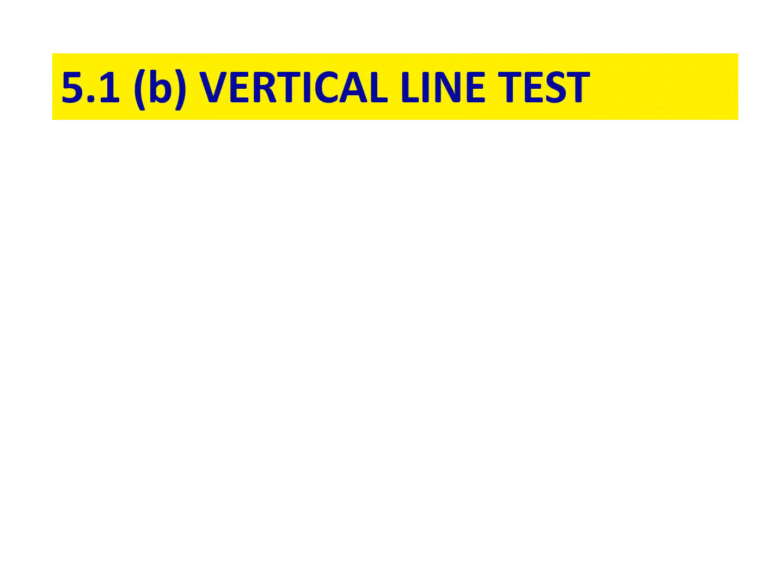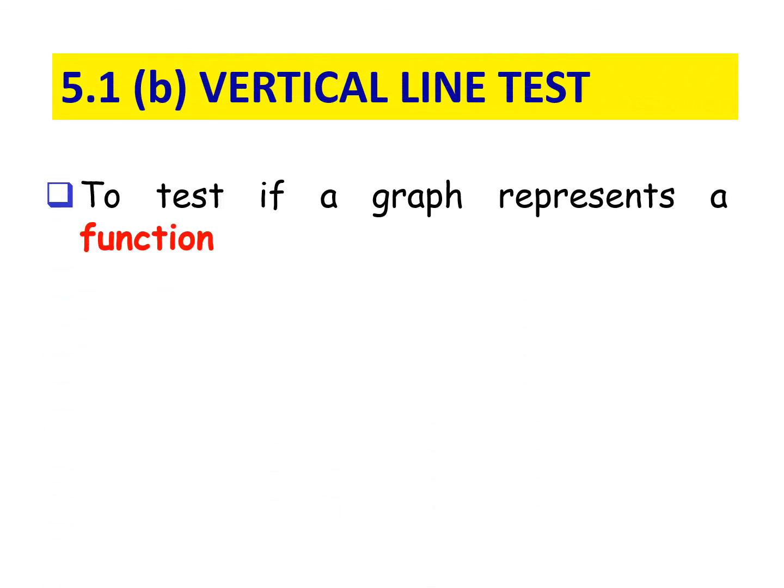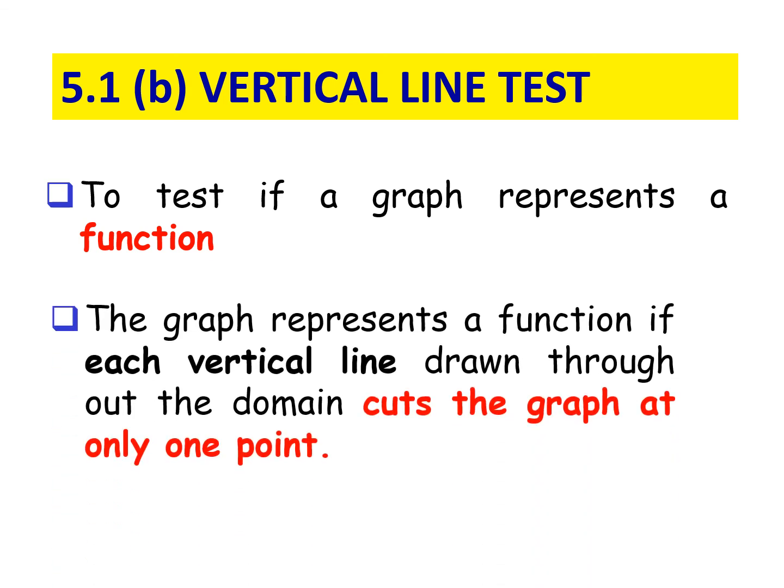Now let's look at 5.1b, vertical line test. A vertical line test is to test if a graph represents a function or not. The graph represents a function if each vertical line drawn throughout the domain cuts the graph at only one point. So if we have a graph, then we draw a vertical line and we see if the line intersects the graph at one point, then it is a function.